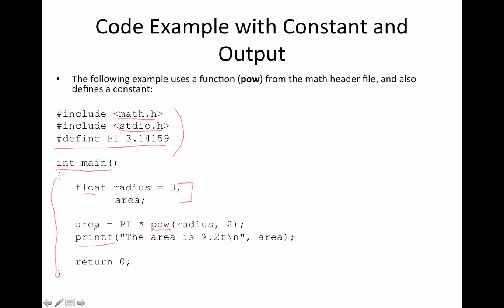Then I'm going to assign to area the value of my constant pi multiplied by the radius squared using the pow function. And once I have the area, I'm going to print it in a nice sentence format that says the area is, and then with 2 decimal places, the value of the variable area fills in for this placeholder. And then again, the return 0 basically says that the program executed successfully.